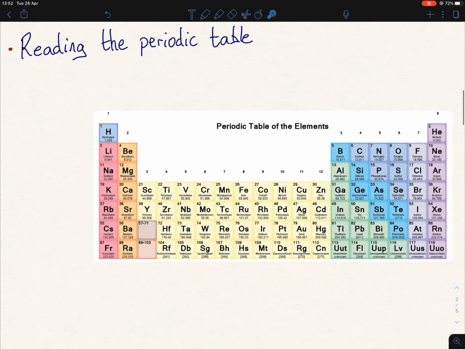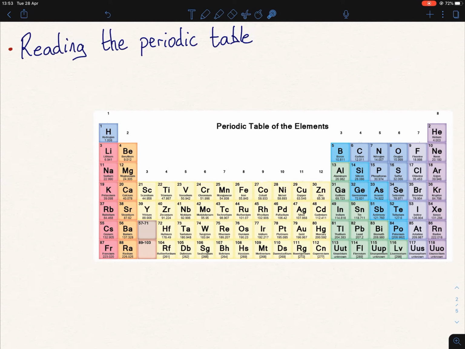Now, a few things to note here. You can see down here where there's usually the lanthanides series and actinide series. I've ignored those. You don't need to know them for junior cycle science, and you don't need to know them for leaving certificate chemistry either. You can ignore them completely. However, you will see them in most periodic tables.